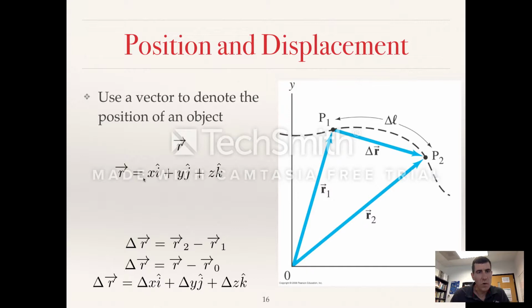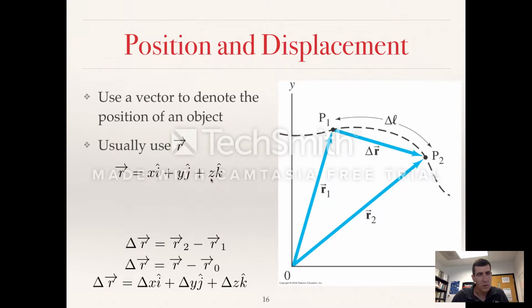In component form, again assuming this is in 3 dimensions, we can write vector r as having some x coordinate in the i hat or x direction, y coordinate in the j hat or y direction, and z coordinate in the k hat direction.